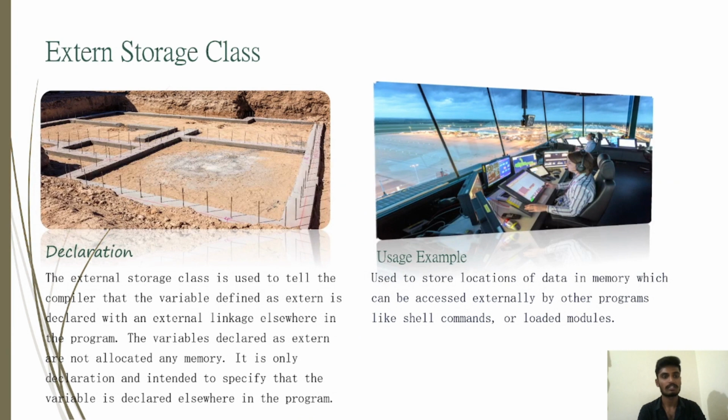Next, external storage class. The external storage class is used to tell the compiler that the variables defined as extern are declared with an external linkage elsewhere in the program. The variables declared as extern are not allocated any memory. It is only a declaration, intended to specify that the variable is declared elsewhere in the program. Usage: used to store locations of data in memory which can be accessed externally by other programs like shell commands or loaded modules.